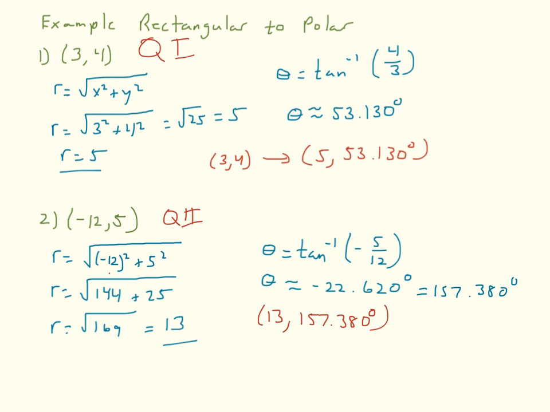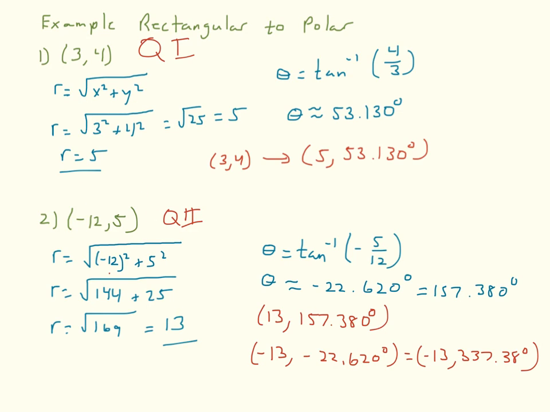Another one I could use would be negative 13 and a negative 22.620 degrees. Now, if they wanted a positive angle measure on that, this would also be the same as negative 13 and 337.38 degrees. So all of these answers on this particular problem would be correct answers when I convert this to polar coordinates.